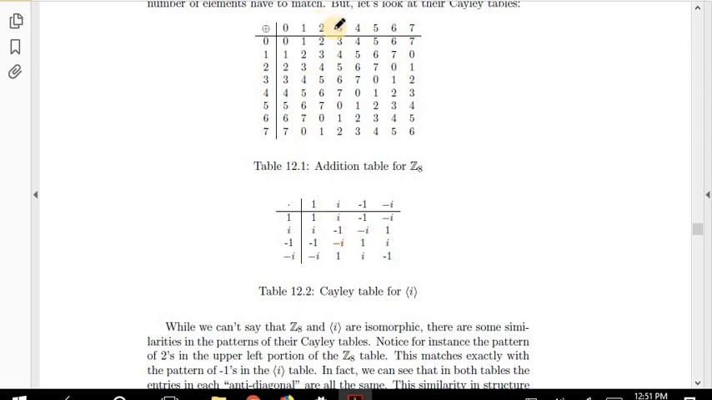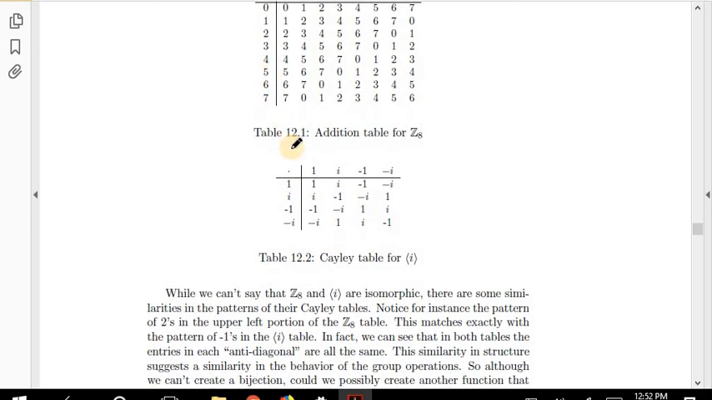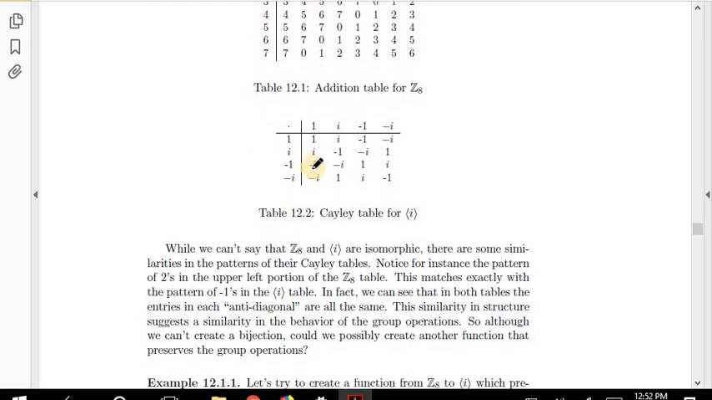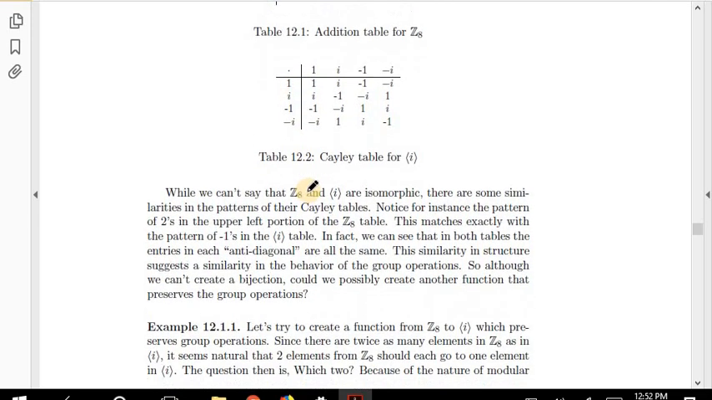So if I just look at this first part here, it does look kind of similar to this one here, except here I'm going out to 6. If I tried to make this Cayley table here, it would not be closed because 3 plus 3 is 6. So there are some similarities, but there are some differences. Now, can we exploit this similarity to make a relation between these two groups?